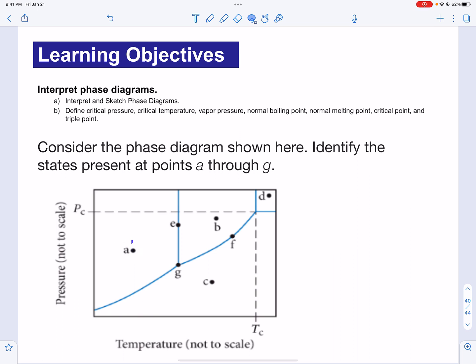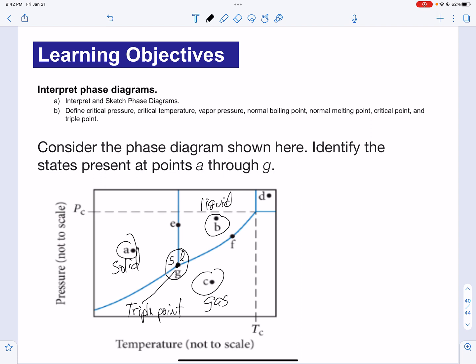So point A, that's going to be solid. Point B, that's going to be liquid. Point C, that's going to be gas. At point G, you're going to have the solid, the liquid, and the gas all in perfect equilibrium. So you're going to have all three phases in perfect equilibrium. That's what we call the triple point. So the triple point is where all three phases are in perfect equilibrium.